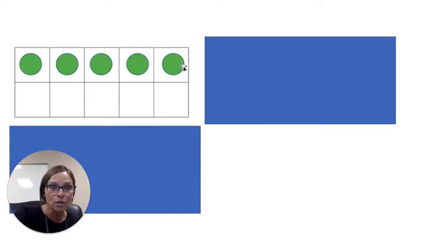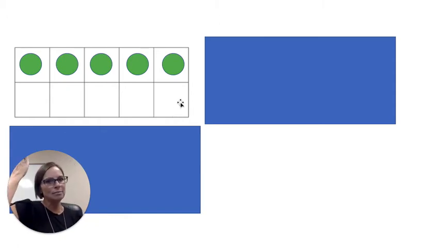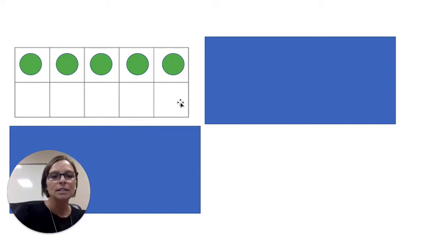And I also noticed there are empty spaces. There's 1, 2, 3, 4, 5 empty spaces. And when I know there's 10 on here, that can help me too. So I can look and say, oh, there's 5 empty spaces. There must be 5 dots on my 10 frame.